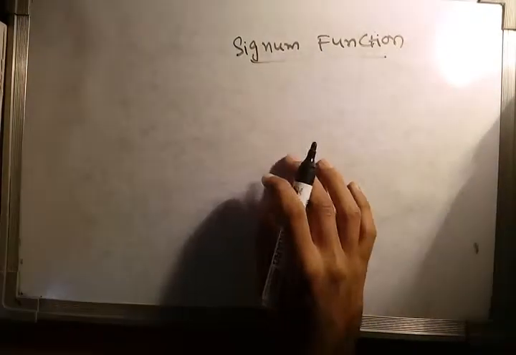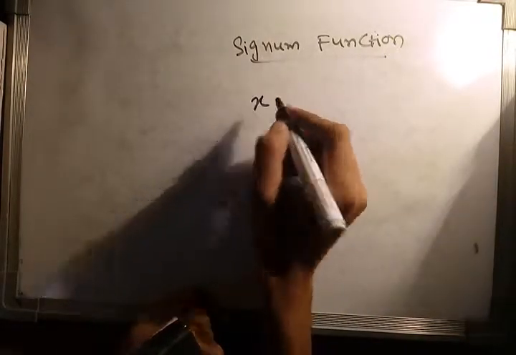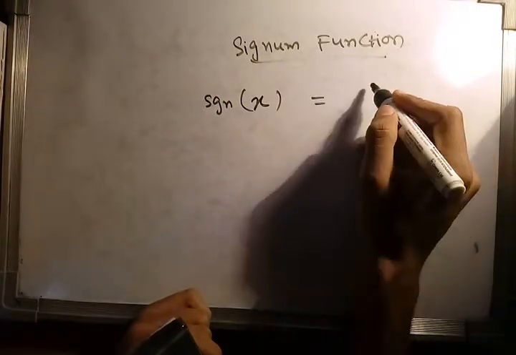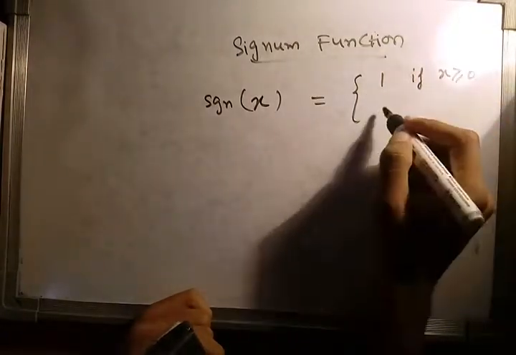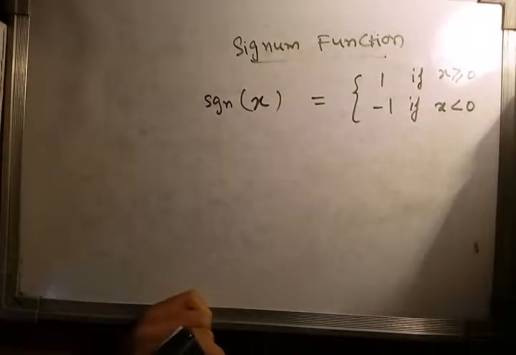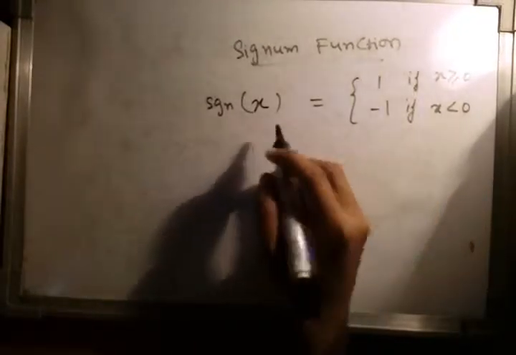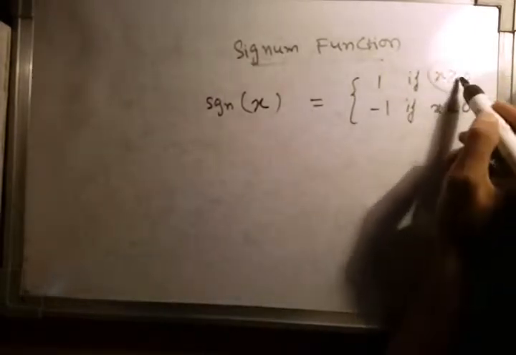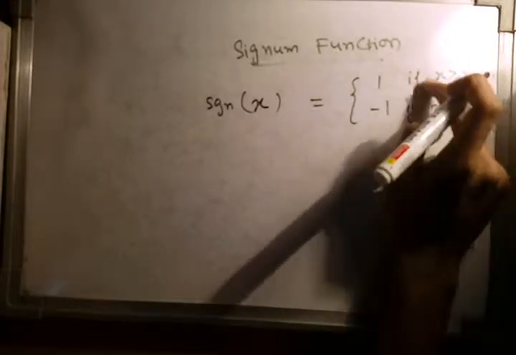Signum function. The signum function can also be stated like this. If I take any number, signum of x is 1 if x is greater than or equal to 0, and equal to -1 if x is less than 0. So it actually gives the sign of the number. I'm not sure about this, is it equal to or not, but let's take it for now.